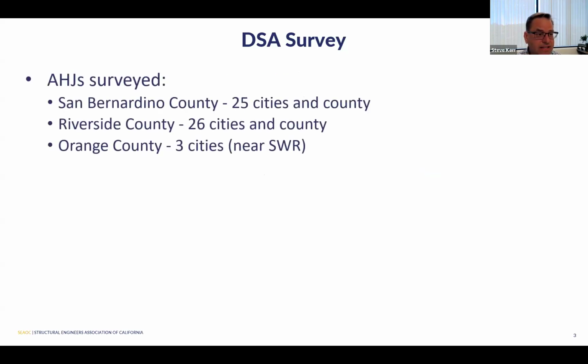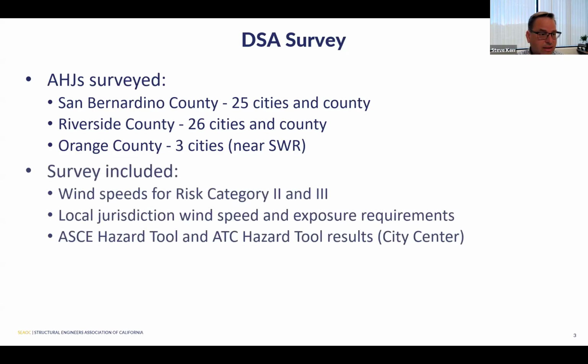And so in that survey, they reached out to all the cities and counties in San Bernardino, 25 cities in the county, and then Riverside, 26 cities in the county, and then Orange County, they reached out to 3 cities near the special wind regions. So we're really focusing on San Bernardino and Riverside counties in their survey.